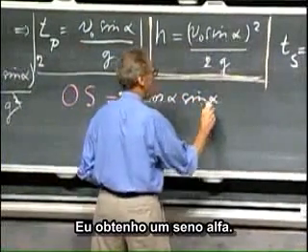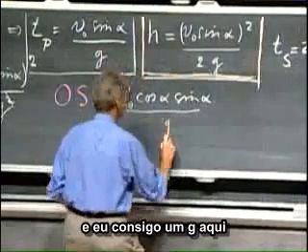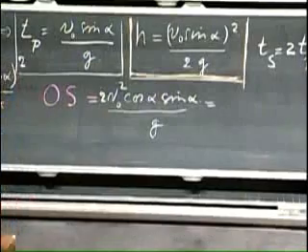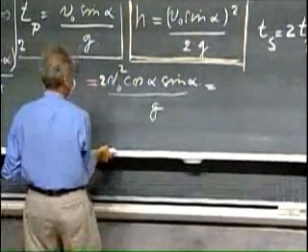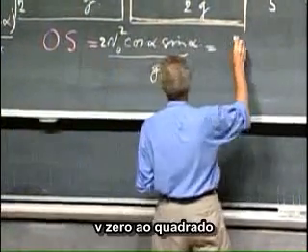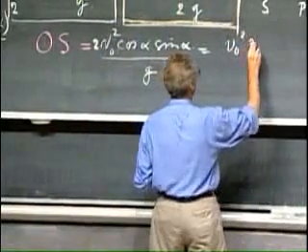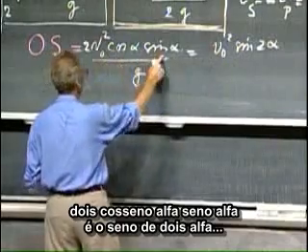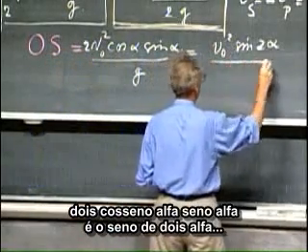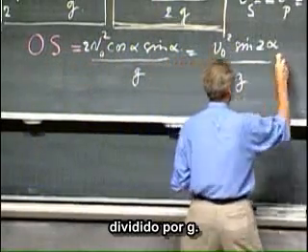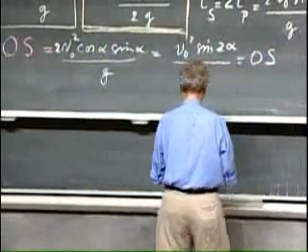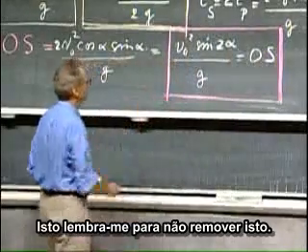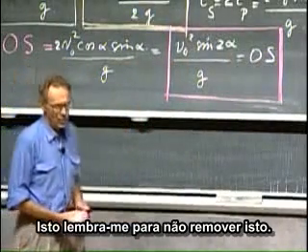I get a sine alpha. And I get a g here. And I have another V0 there. And so the answer is V0 squared times the sine of the double angle. Remember, 2 cosine alpha sine alpha is the sine of 2 alpha, divided by g. And this is OS. And I'm going to need this a lot. This reminds me not to remove it.